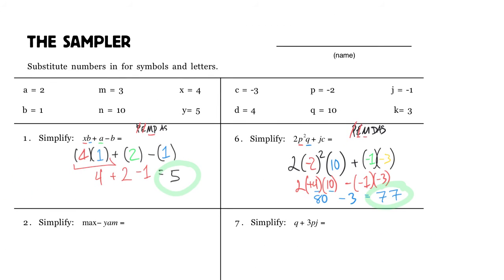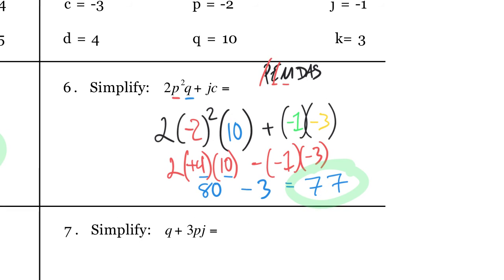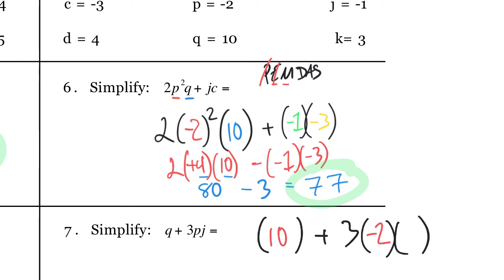Should we do another one? You know what? For good measure, we'll do number 7 because this is fun. Why not? All right, so like before, I'm going to pop in the values after rewriting this expression. And I know that the value of q is 10. The value of p is -2. And the value of j is -1. Okay, great.